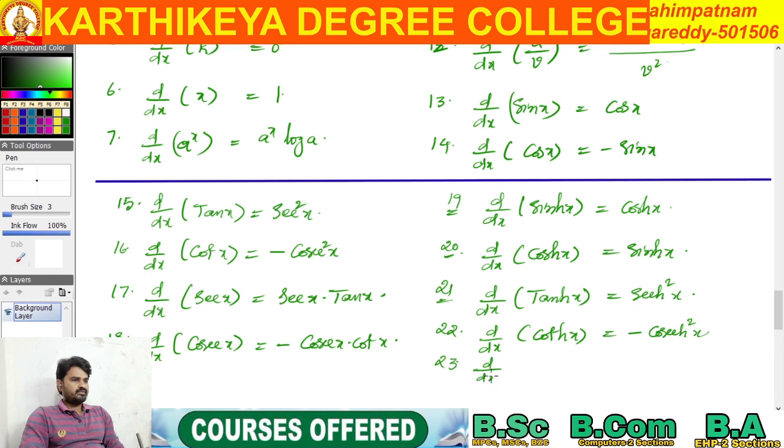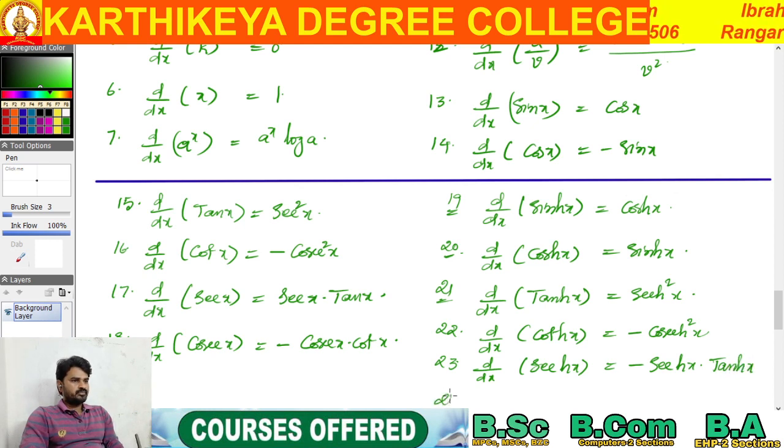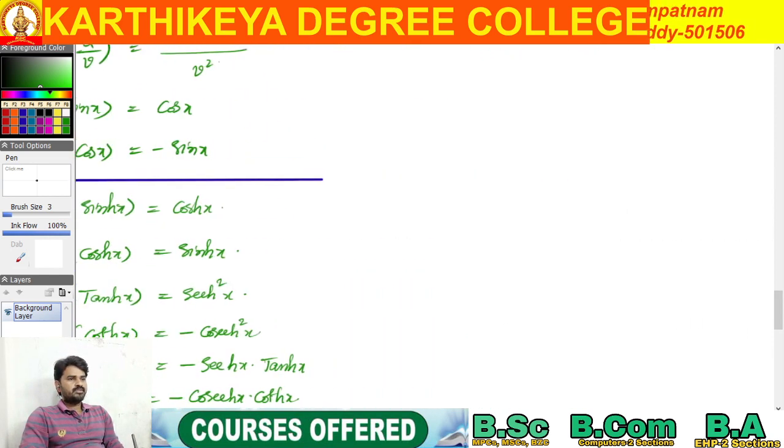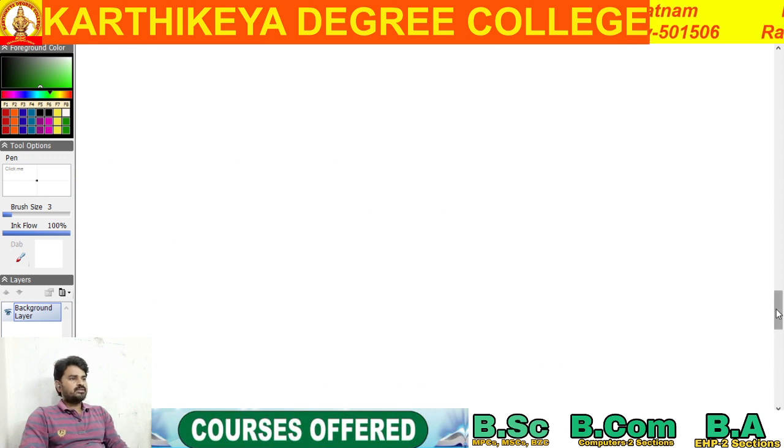Next, the derivative of secant hyperbolic x is equal to minus secant hyperbolic x into tan hyperbolic x. Next one, the derivative of cosecant hyperbolic x is equal to minus cosecant hyperbolic x into cot hyperbolic x. Okay, they are the formulas of the trigonometric functions and hyperbolic functions. Now coming to the derivatives of inverse trigonometric functions and inverse hyperbolic functions. First of all, inverse trigonometric functions.